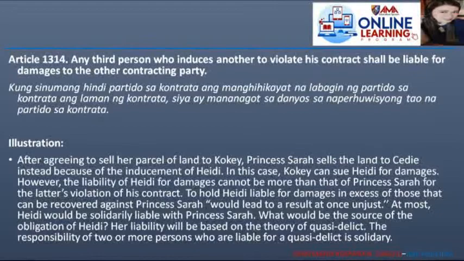Halimbawa, nakapamili na siya ng mga itatanim doon, no? Fertilizer, whatsoever. So, sayang lang din. Kasi hindi na pala magiging kanya yon. So, pwede niyang i-file as damages sa korte yon, no?